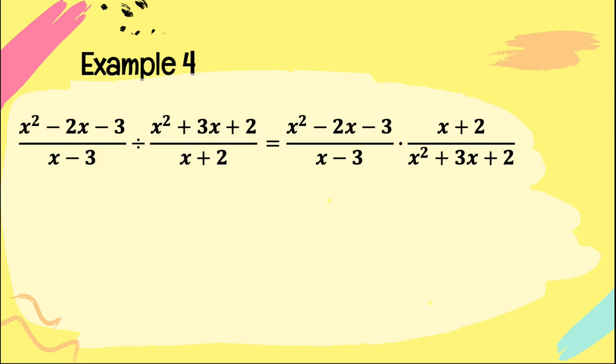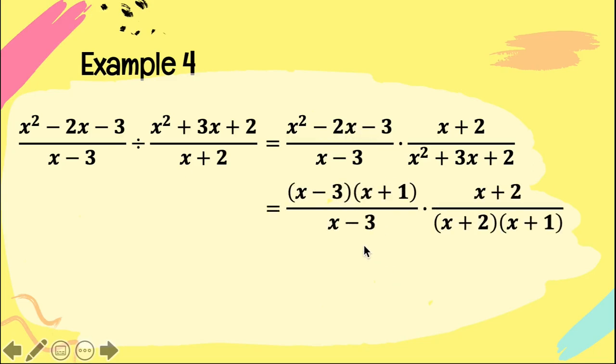Then the next step is to get the factored form of the given expressions that can be factored. So x squared minus 2x minus 3, the factors are x minus 3 and x plus 1. So just copy x minus 3 times x plus 2, and then we need to factor x squared plus 3x plus 2, which is x plus 2 and x plus 1.